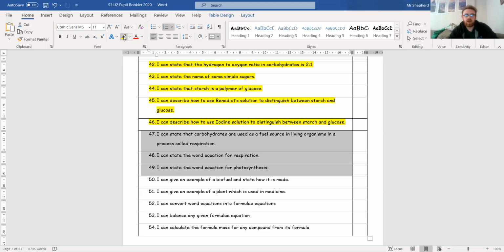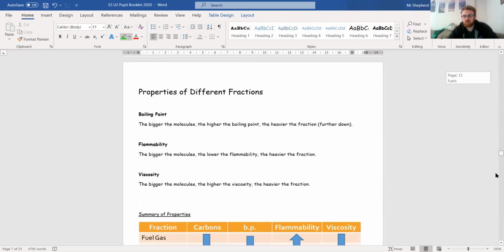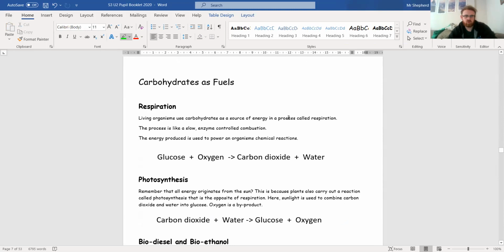Okay, so same thing again. If you've got a different coloured highlighter, maybe highlight that a different colour, and date it as well, just so that you have a note of when you have covered these learning outcomes. And then we will go down to page 26. Okay, so there are two main processes that we need to look at.